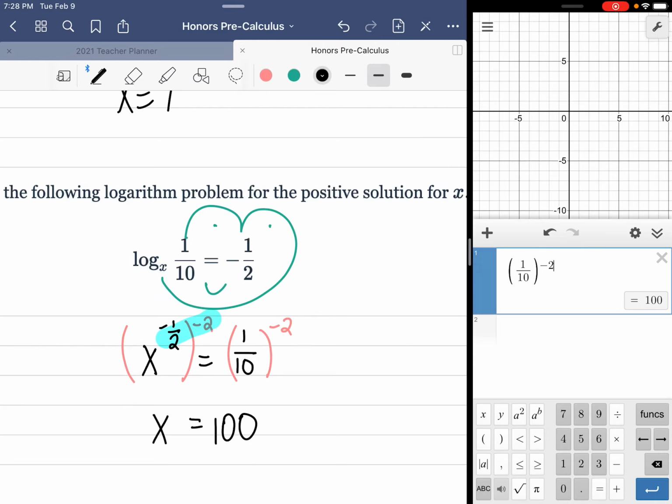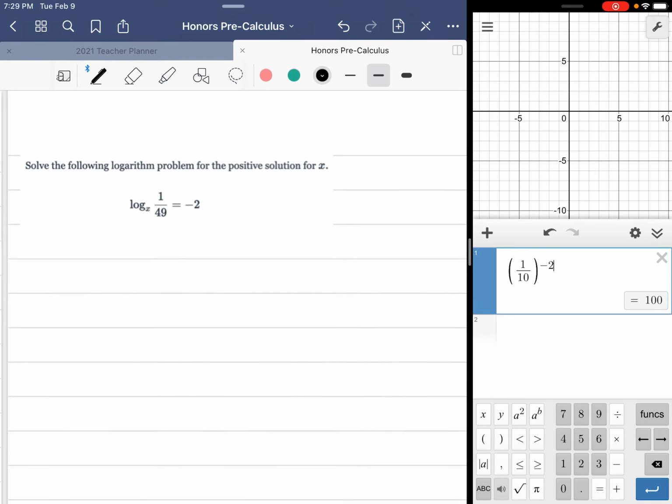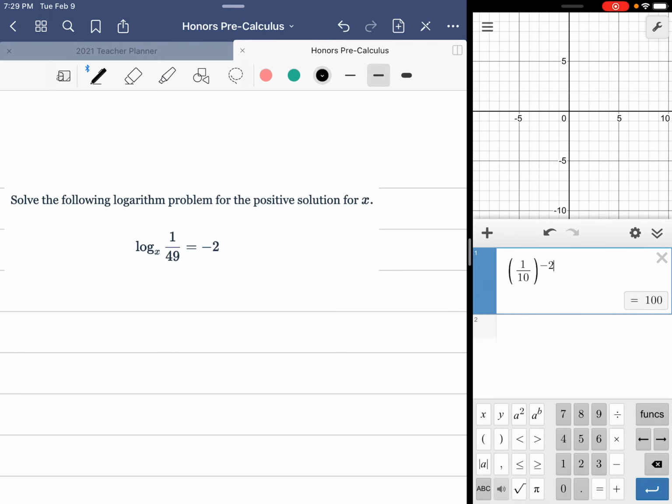Now, how can I do this without a calculator? Well, you kind of have to think about your exponent rules. So I have negative 2 as my exponent. So I can apply that negative 2 to both pieces. And once I apply that to both pieces, I have to remember that in order to get rid of a negative exponent, we flip it over the division sign. So this is going to be 10 raised to a positive 2, 1 raised to a positive 2, which is going to be 100 over 1, or 100.